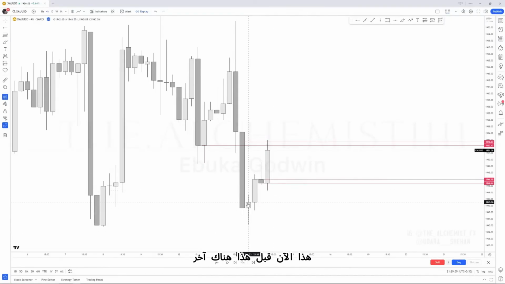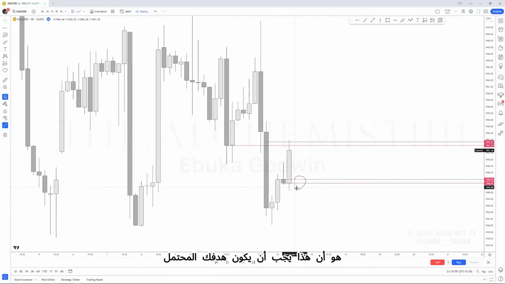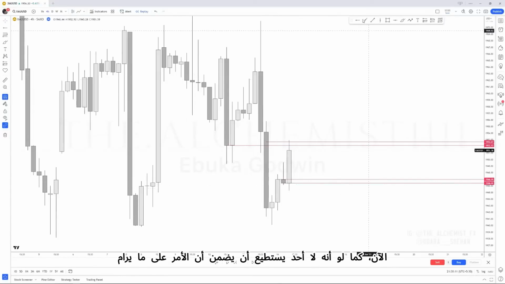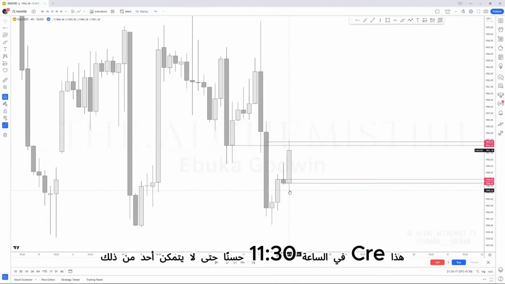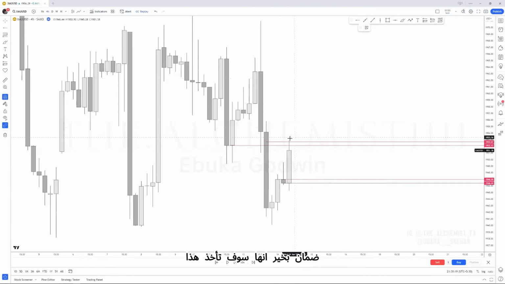Before this, there's another thing in here, right? How do you know 100% that the market is not going to react here? You don't know that. So whatever comes first should be your potential target. Nobody can guarantee it's going to take this one out, and this is also a London low, not Asian low. Look at this, created at 11:30. Nobody can guarantee it's going to take this one out and then tap here. No, don't do that. Be flexible.